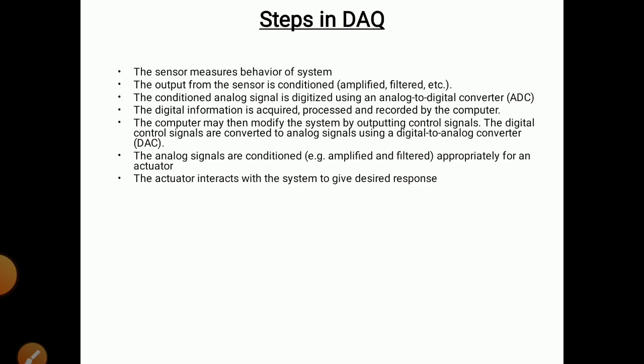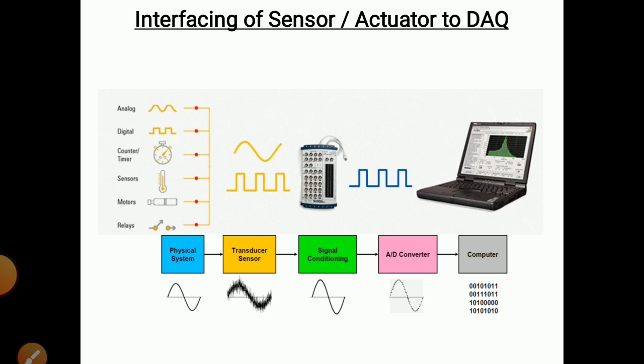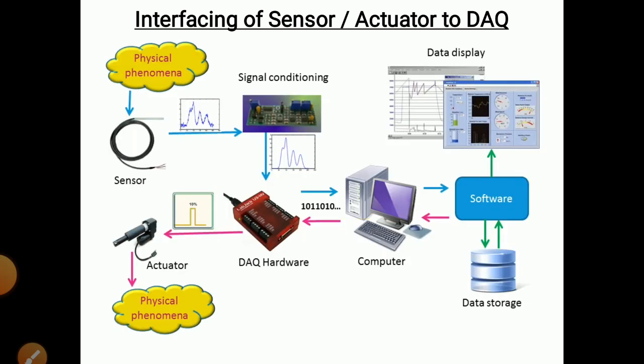The digital control signals are converted to analog signals using again a digital to analog converter. If we want to use this signal for analog devices, then we have to again convert with the help of D to A converters, digital to analog converters. Then the analog signals are conditioned, that is amplified and filtered appropriately for an actuator. Then the actuator gives the desired response. The same thing we have seen with the help of this diagram. This diagram gives us the same steps that are mentioned over here.